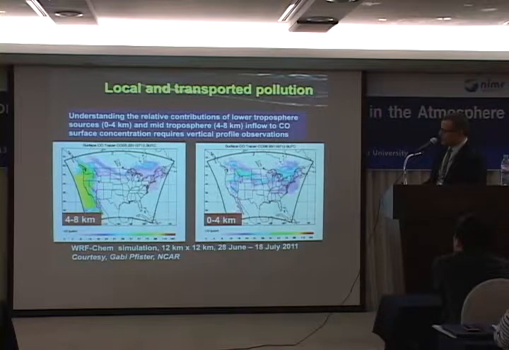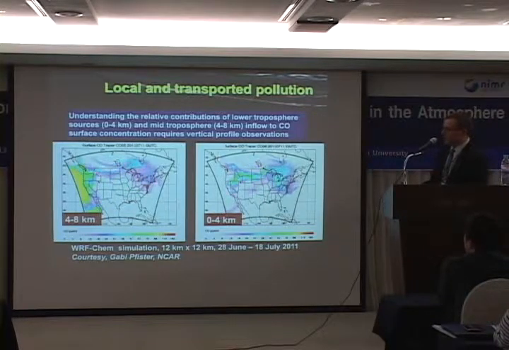So this is the concentration at the surface that is due to emissions or production of carbon monoxide from the surface up to 4 kilometers. And this is showing the contribution at the surface that's actually due to inflow that's coming in from about 4 kilometers to 8 kilometers. You add these together and you get the total concentration at the surface, but you can see a lot of what we get at the surface actually came in much higher up in the atmosphere.